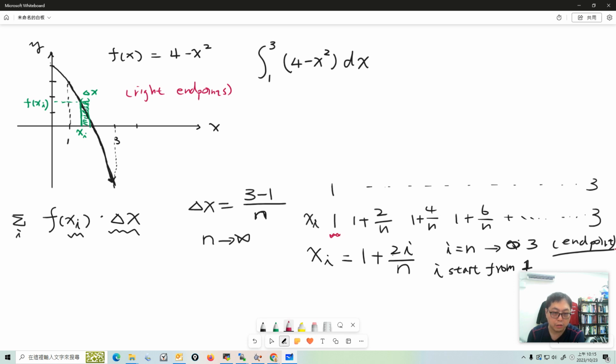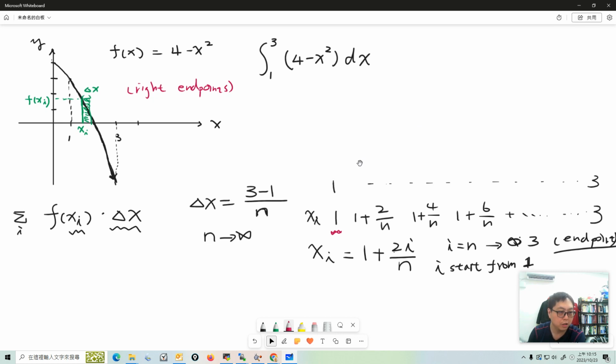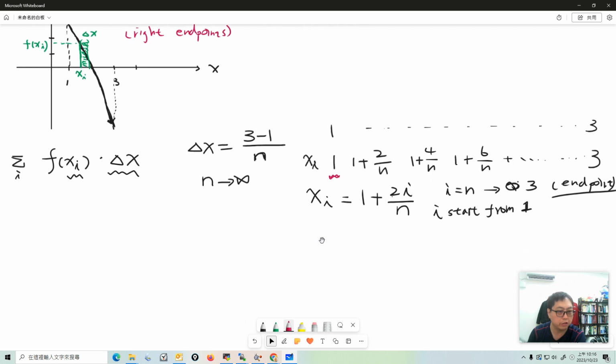You might ask what about the original point. That is why we call it the right endpoint method: we start from the right endpoint. If n is approaching infinity, the first point is actually very close to 1. You might wonder why it does not start from 1, but when n approaches infinity it starts very close to 1, and that doesn't affect the result. So we have this expression, and we can start the calculation.